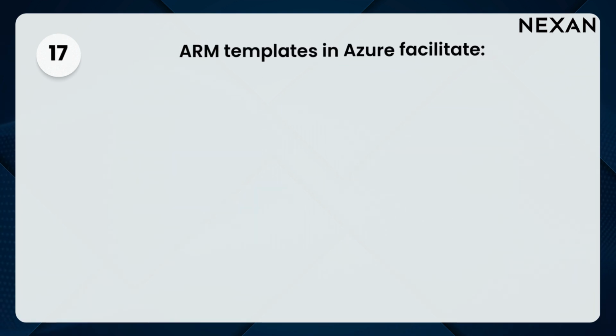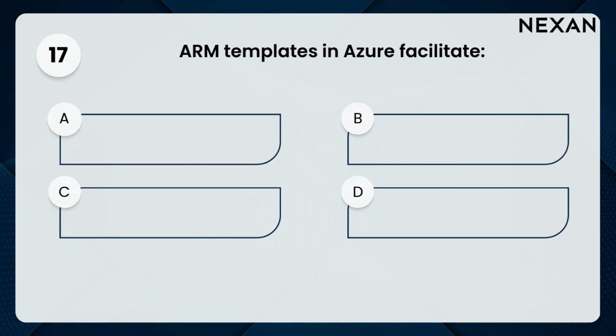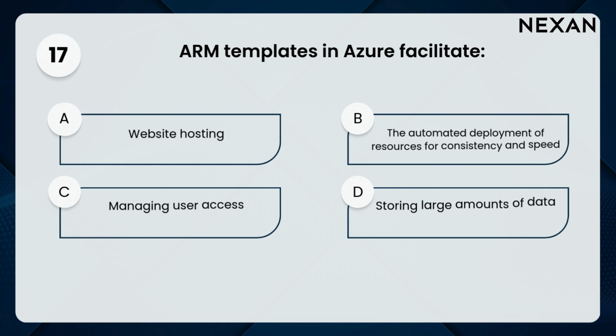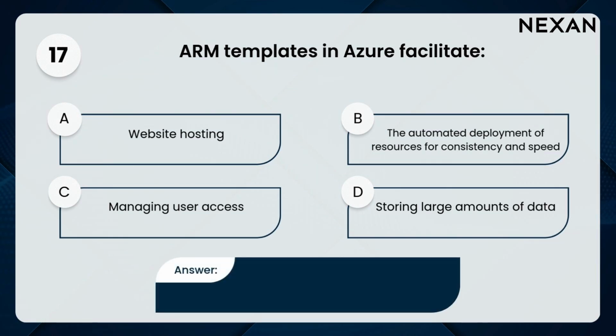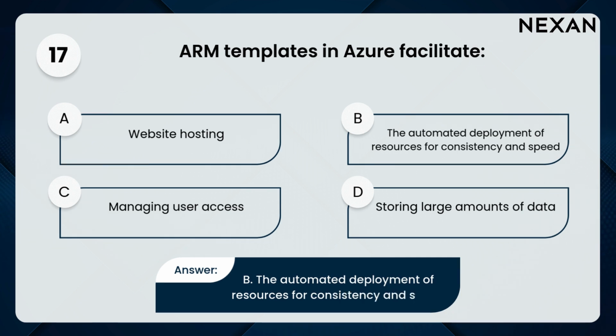17. ARM templates in Azure facilitate: A. Website hosting. B. The automated deployment of resources for consistency and speed. C. Managing user access. D. Storing large amounts of data. Answer: B. The automated deployment of resources for consistency and speed.